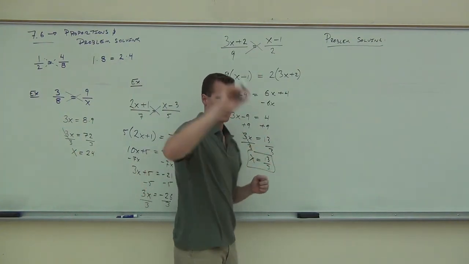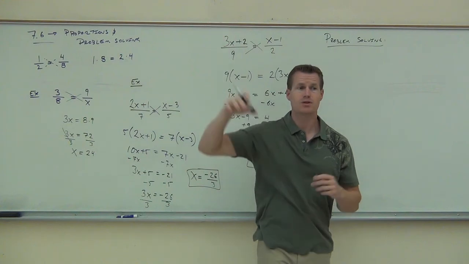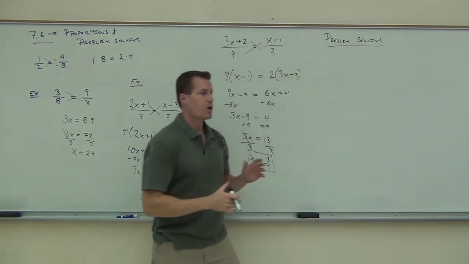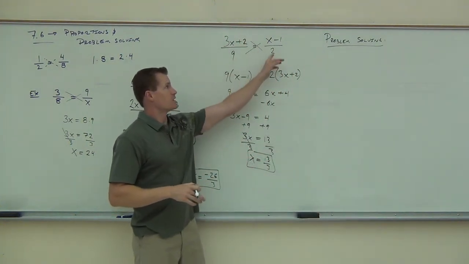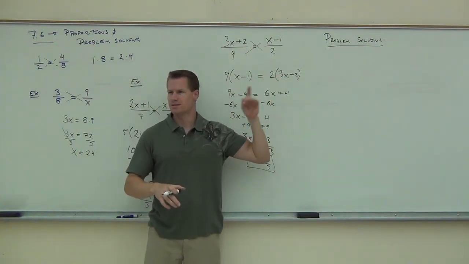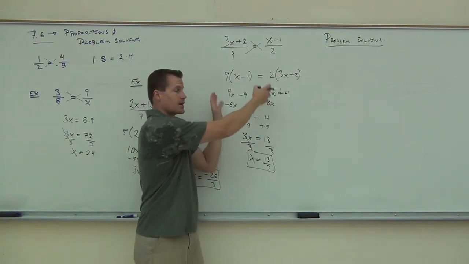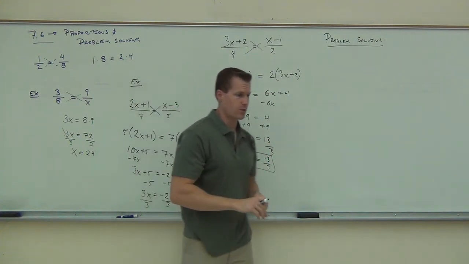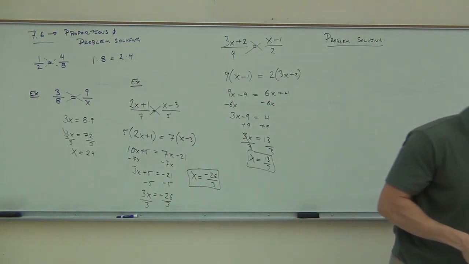Would you raise your hand if you got 13 over 3? Fantastic. If you didn't, see where your mistake came from. Where it can come from right now is right here when you're cross multiplying. You have to have this set up correctly. That's like the foundation of what we're learning. Everything else is just basic algebra that we've already accomplished in this class.